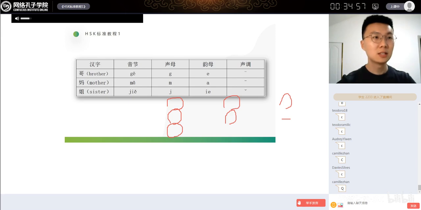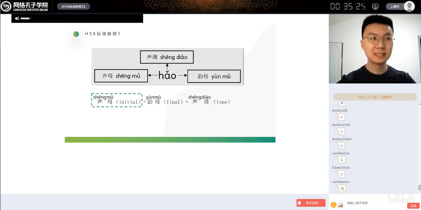The last one, 声母 initial is 鸡, 韵母 is 耶. And let's look at this tone. 声调 Which tone? It should be the third tone, right? So let's put them together. Try to read it. 姐, 姐姐. It means older sister. 姐姐. Okay, this is pinyin we learned today.